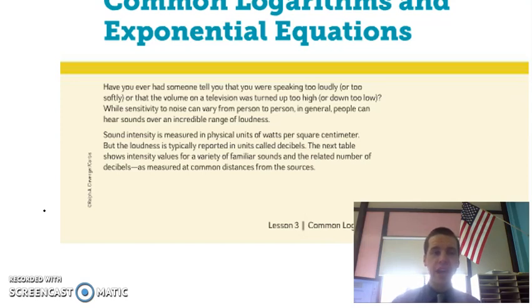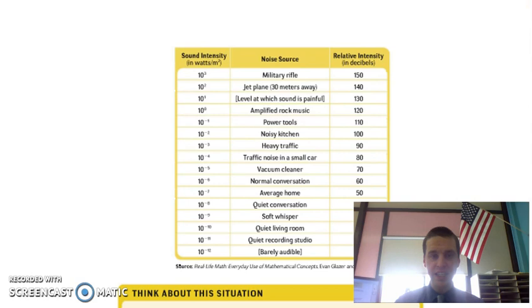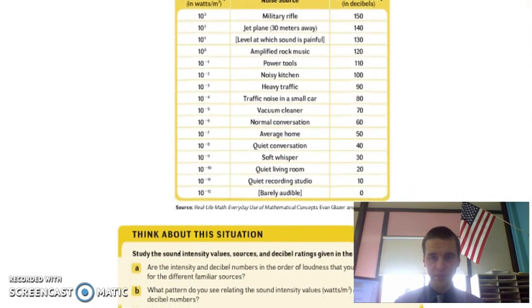Have you ever had someone tell you you're speaking too loud or too softly? The volume on the television was turned up too high or down too low? While sensitivity to noise can vary from person to person, in general, people can hear sounds over an incredible range of loudness. Sound intensity is measured in physical units of watts per square centimeter, but the loudness is typically reported back in units called decibels. And so here is the table. And this is actually a really neat concept. That is the intensity of the sound.